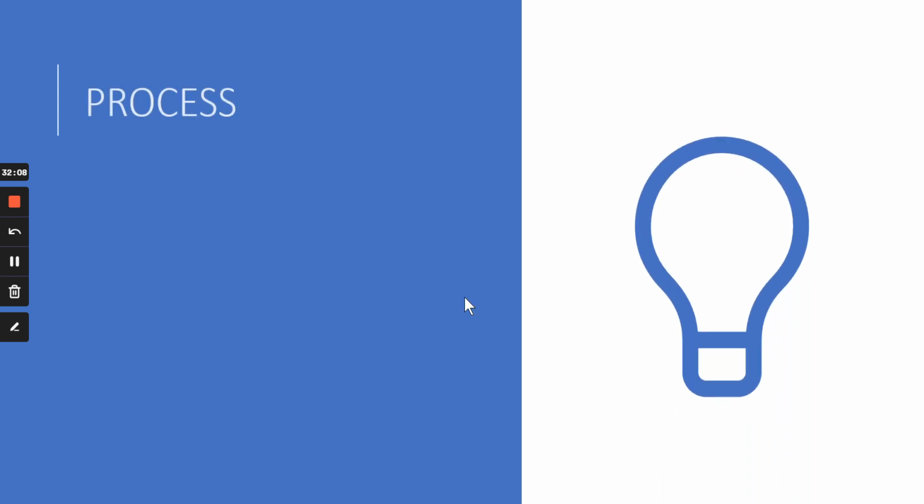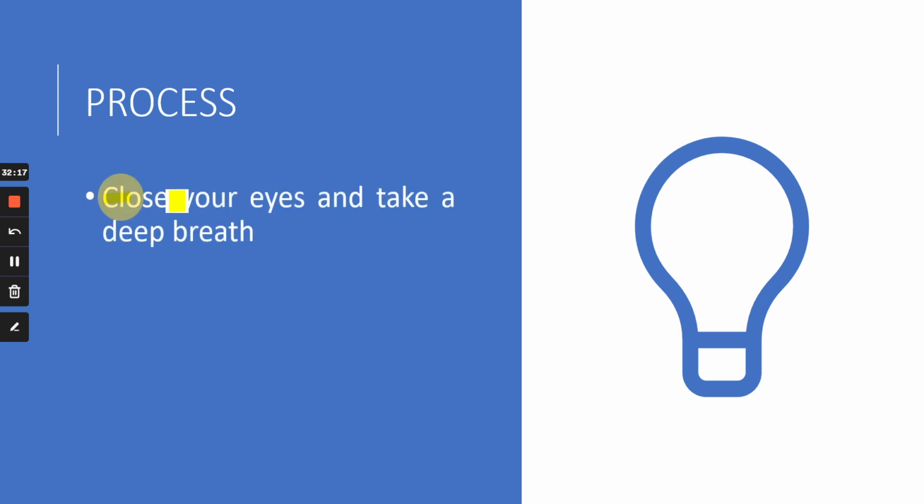So the process. What is informal or direct? First of all, close your eyes. Sir, please don't tell us to close our eyes. We think of our partners. Okay. Close your eyes and take a deep breath. Sir, are you taking yoga classes right now? No, I'm not. But this works. Okay, this works. Close your eyes.